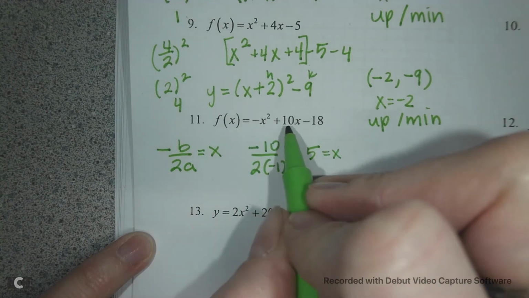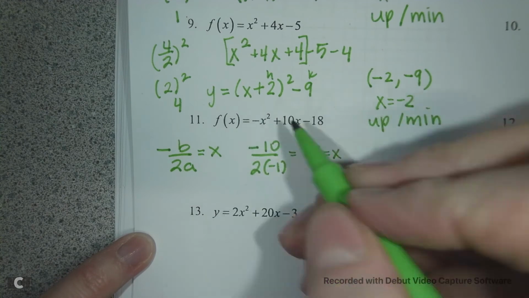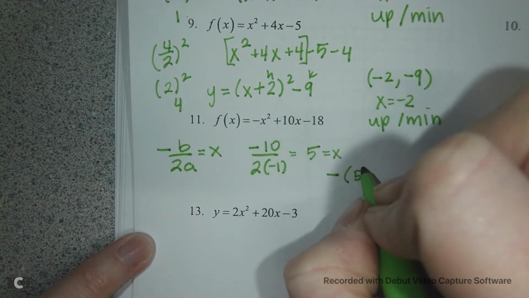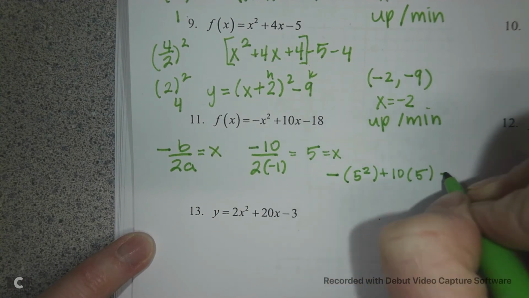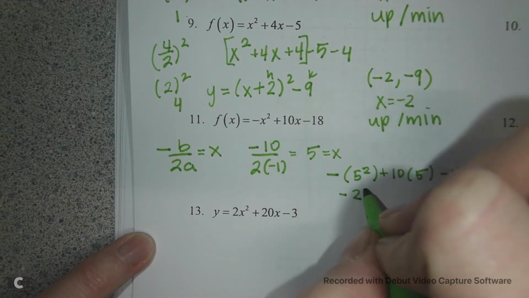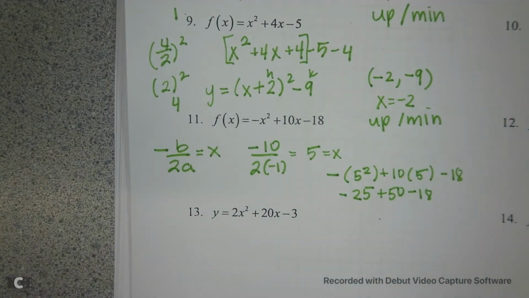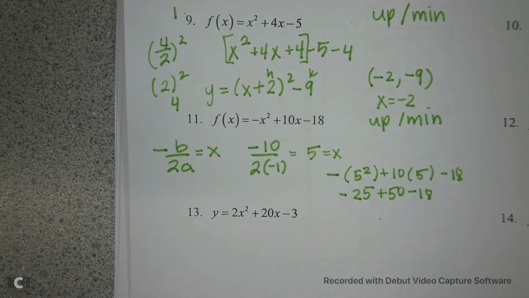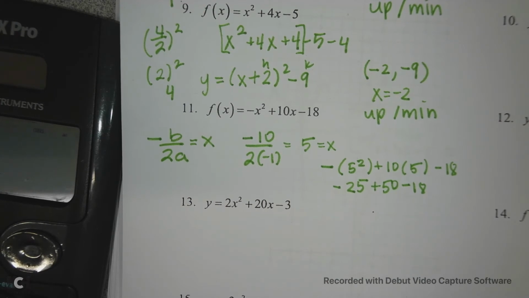So see how I have an x here and an x here? I'm going to replace my 5 there. And this is really negative 1 times x, so it's negative 5 squared plus 10 times 5 minus 18. So 5 squared is 25, but then there's a cute little negative. 10 times 5 is 50 minus 18. And then we are going to simplify. So negative 25 and 50 minus 18 is 7.